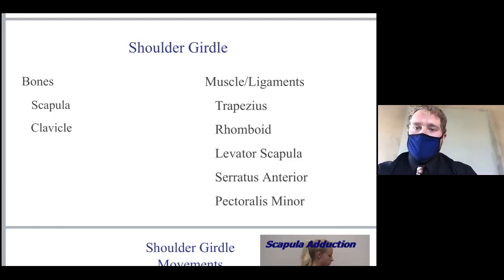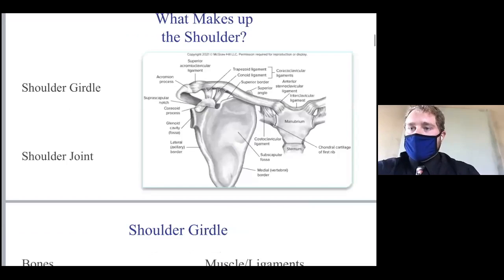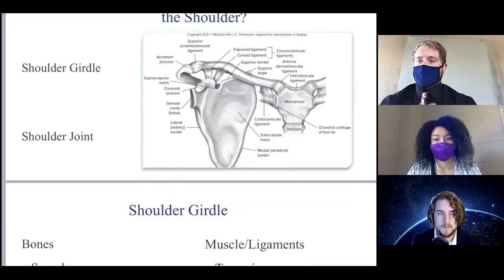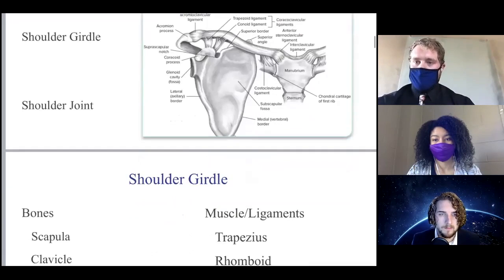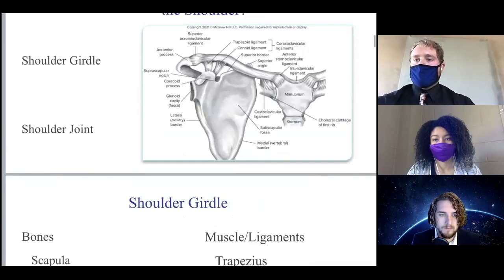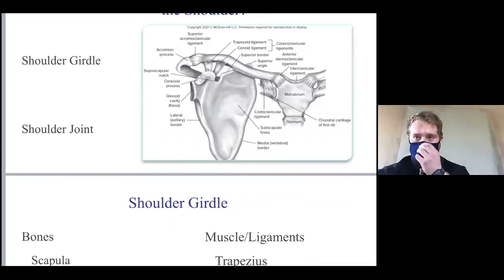All right. So you can see the clavicle over the scapula. And the scapula connects to the sternum. It is the only place in the whole body where it actually connects to the trunk of the body. Also, the scapula and the clavicle, any movement with one, the other moves as well.